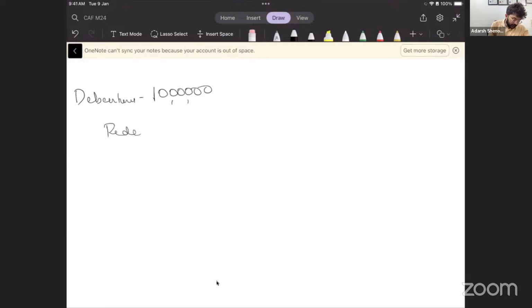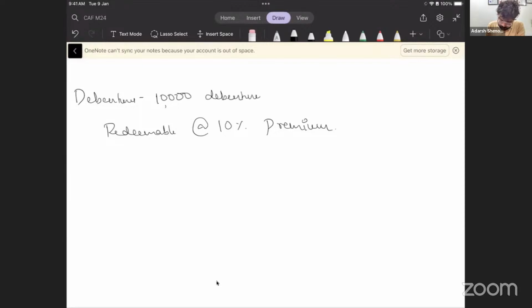This is redeemable at 10% premium. Pay proper attention. I'm discussing an example. So understand this. It can be confusing when you're reading on your own, so that is why you must pay proper attention. 10,000 units of debentures of rupees 100 each. Total 10 lakhs amount. And I have said that I will redeem them at a 10% premium, that I will repay them.